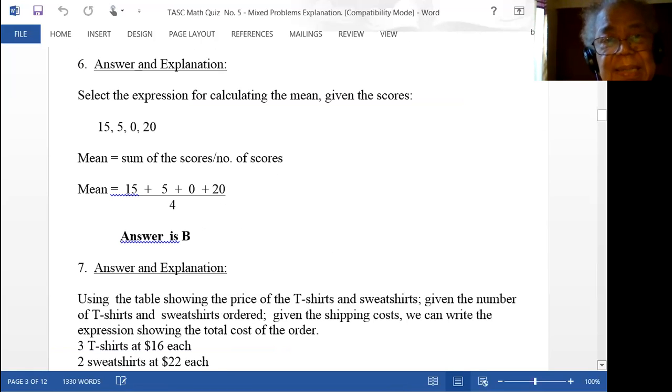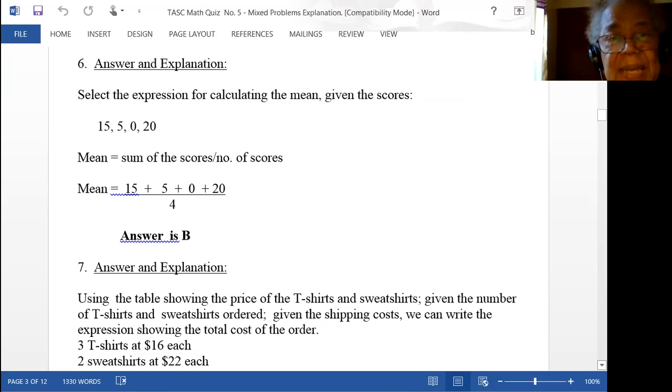Number 6 is selecting an expression to calculate the mean. Now, we know what mean is. It's the sum of a number of items, here are their scores, divided by the number of items, which is here scores. So we take all of the scores, 15 plus 5 plus 0 plus 20, and divide. We have 4, 1, 2, 3, 4, divide by 4, and that expression for the mean is answer B. Okay, let's go to number 7.